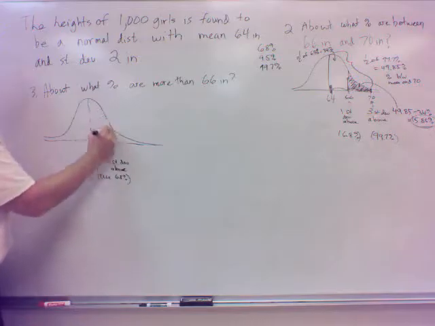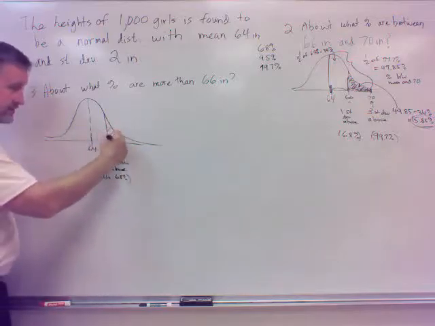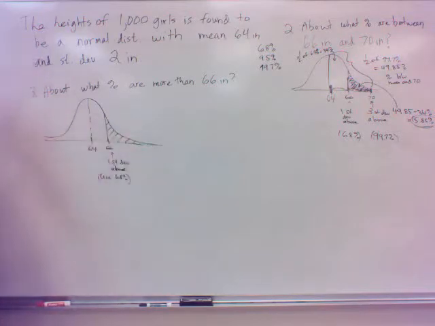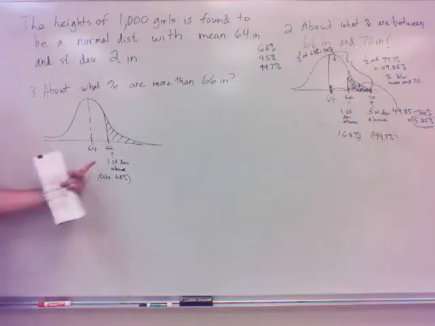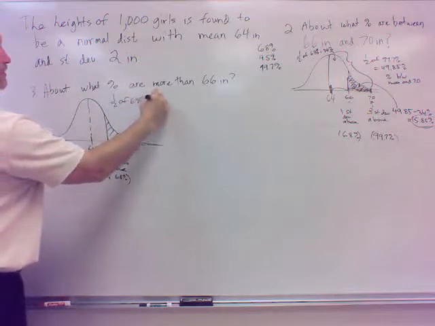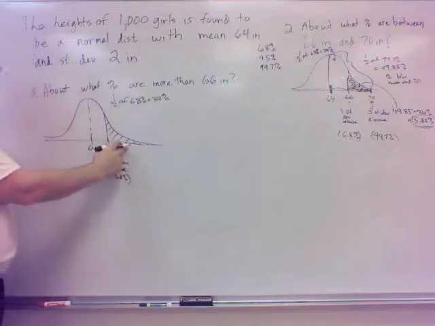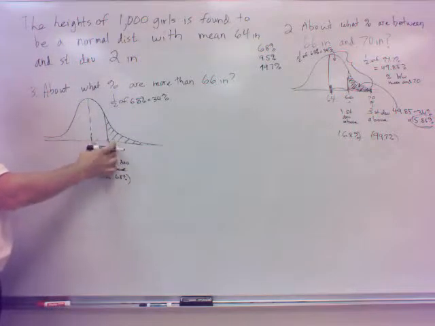There's my mean. There's my 66. But which part here of the graph am I wanting the percentage of? I want the percentage more than 66. So I'm wanting this little piece out here. Now, let's talk about the 68. Of course, I'm only doing above, so I need to take half of the 68, which is 34 again. But is that this percentage out here? No. The half of the 68 is in here. It's between the mean and the value. That's 34% right there.